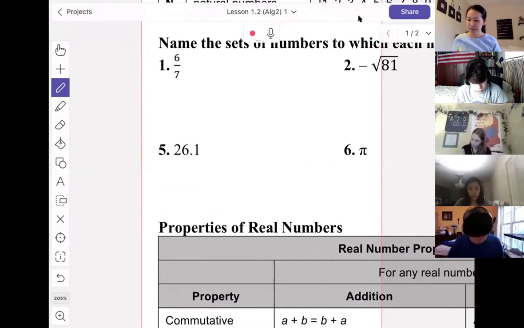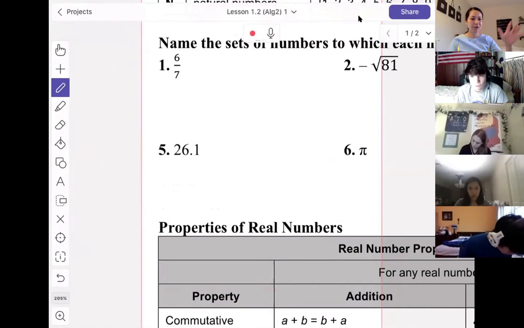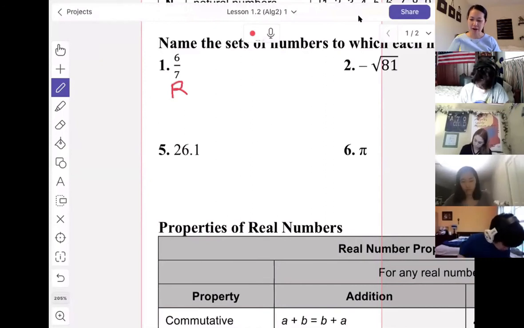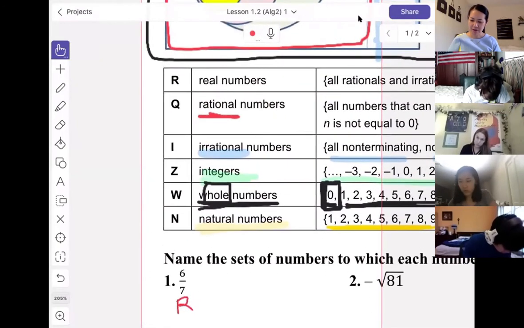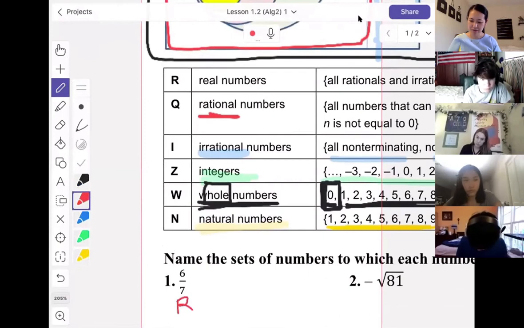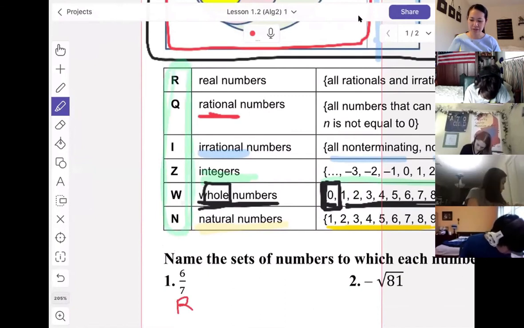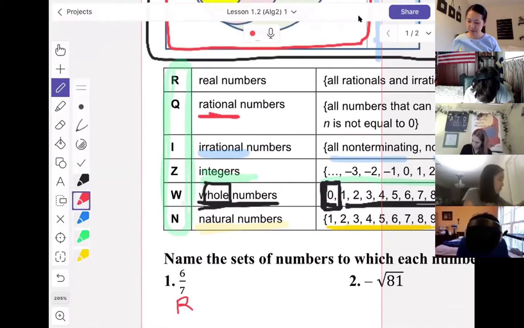All right, so first thing, what I do is I work from the biggest set down. First off, it's a real number, okay? So I'm gonna start with R. And by the way, all the shortcuts are right here. So if you don't wanna write the entire real number, rational number, all of it, you can use these letters and it's a lot faster. Okay, so we got real number.